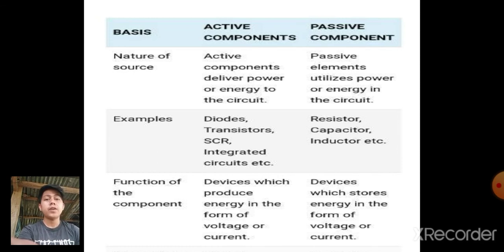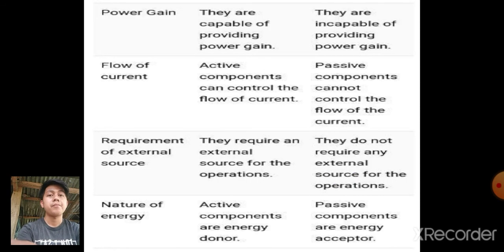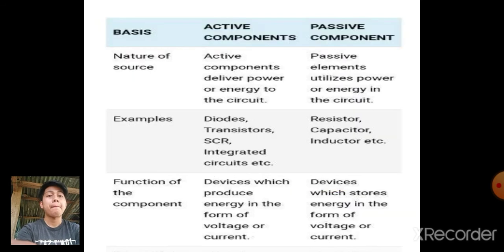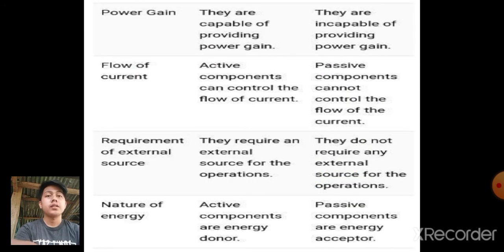On the basis of function of the component, active components are devices which reduce energy in the form of voltage or current, while passive components are devices which store energy in the form of voltage or current. In the power gain, active components are capable of providing power gain, while passive components are incapable of providing power gain.